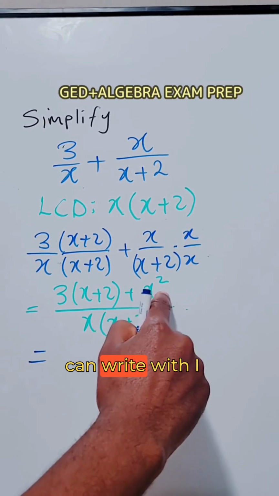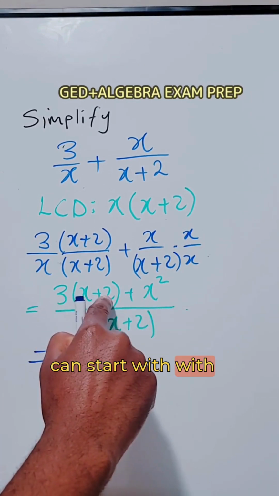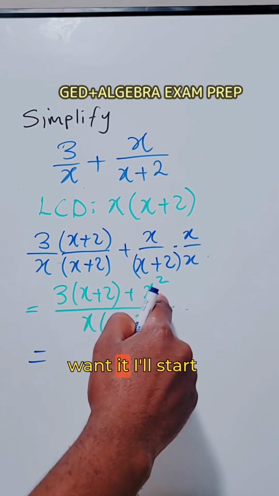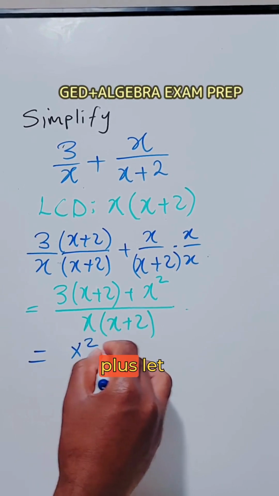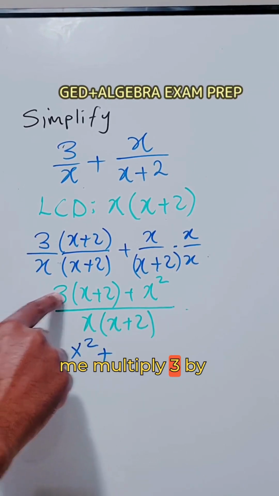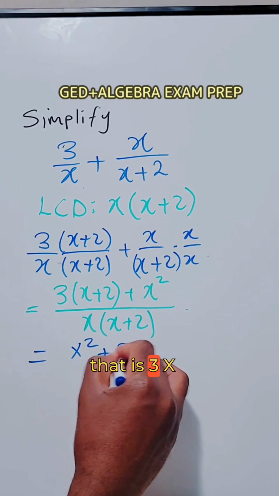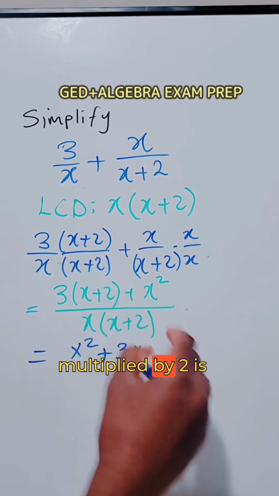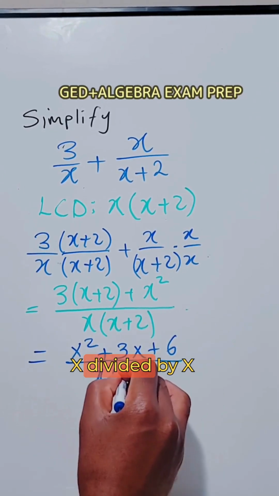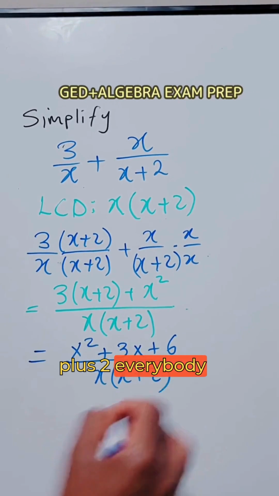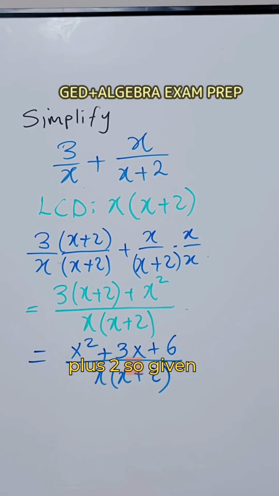So if I want, I can start with a constant term, right? Or if I want, I can start with x squared. So let's say I start with x squared, then plus, let me multiply 3 by x, so that is 3x, right? Then 3 multiplied by 2 is 6, right? Then everything over x times x plus 2. Everything divided by x plus 2.